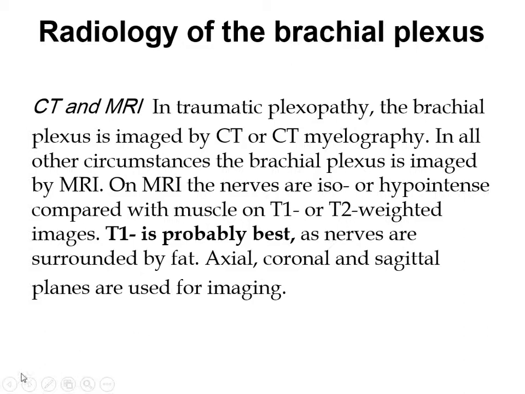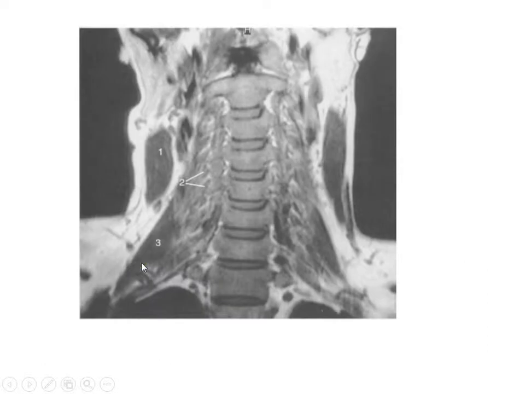Radiology of the brachial plexus: CT and MRI in trauma or plexopathy. The brachial plexus is imaged by CT or CT myelography, and in all other circumstances using MRI. On MRI, the nerves are iso- or hypo-intense compared to muscle on T1 or T2 weighted images, while T1 is probably best as the nerves are surrounded by fat.